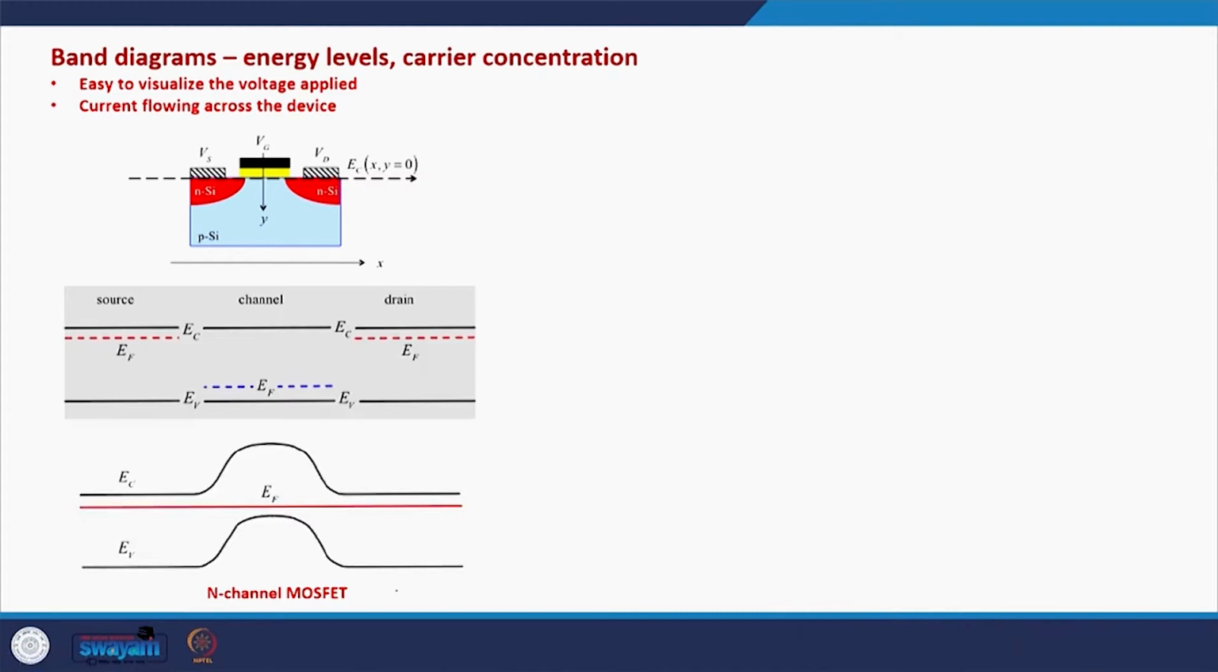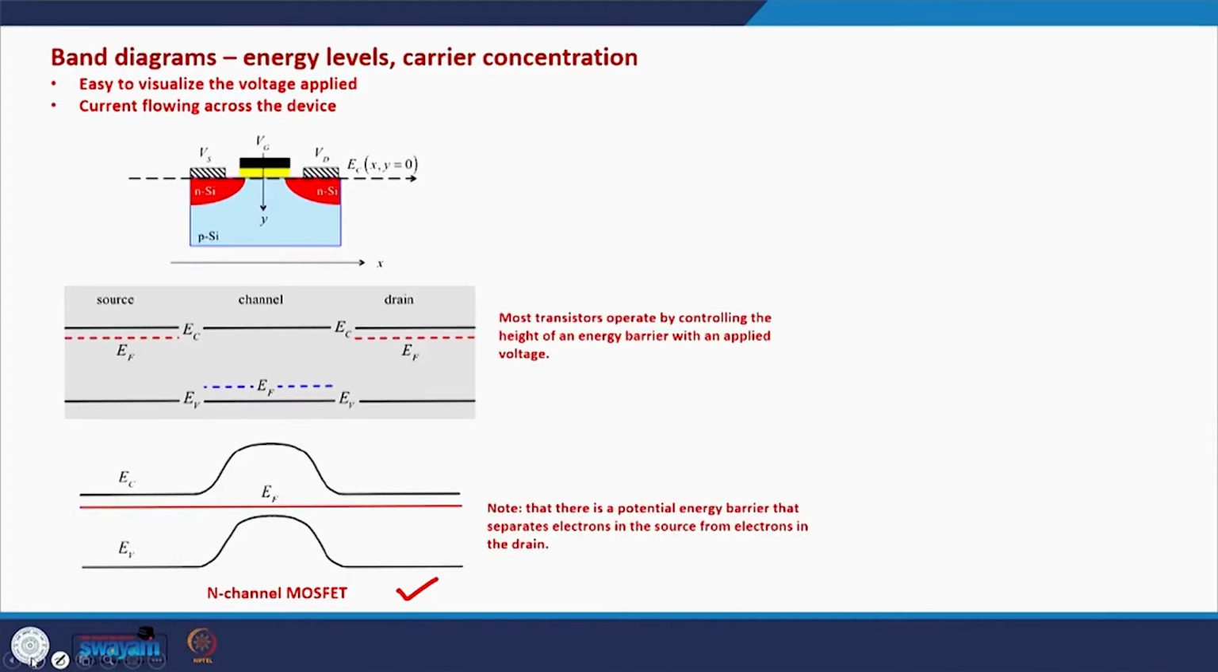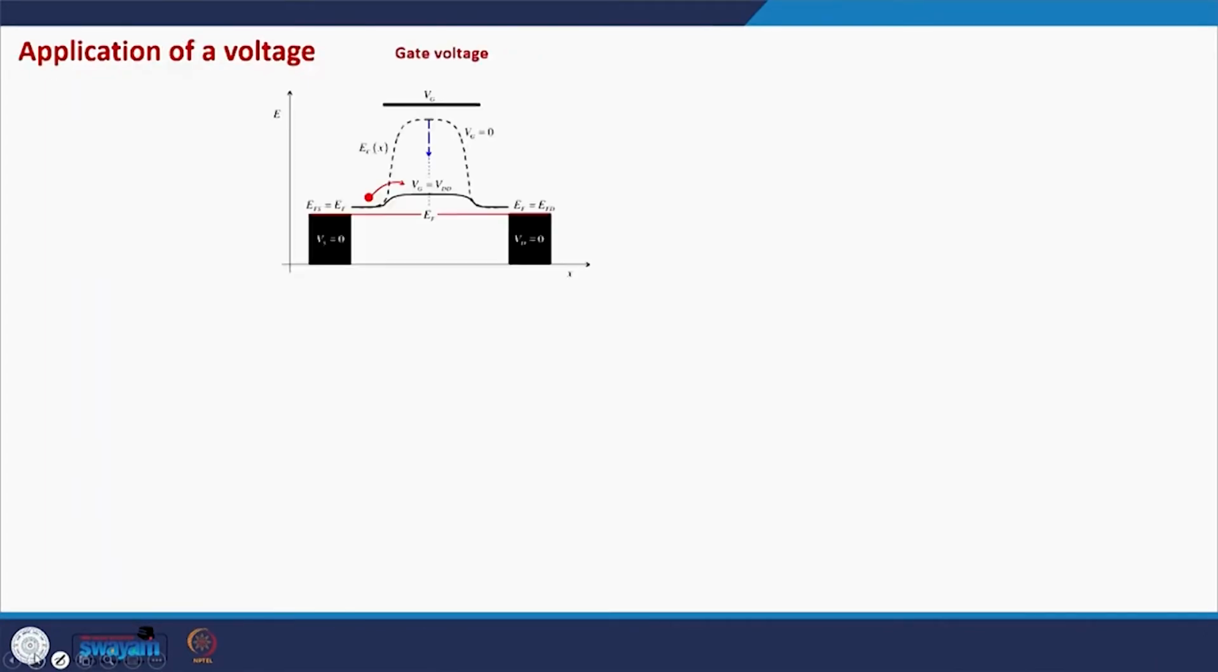This band diagram is an extremely useful tool for understanding MOSFET electrostatics and MOSFET current characteristics. In fact, most of the electrical characteristics can be understood with band diagrams. How this barrier changes with the application of gate voltage and drain voltage, that's what we will see.